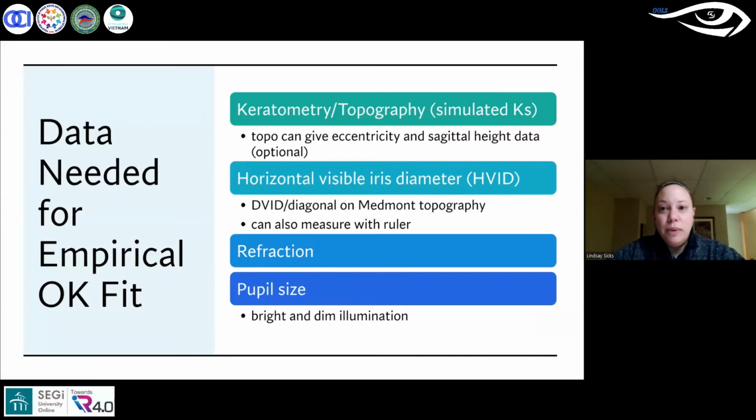And we'll talk about that as we go through here. So data, what data do we need? We really need some measure of the keratometry. And so this can easily come from a topography, again, or a manual keratometer.